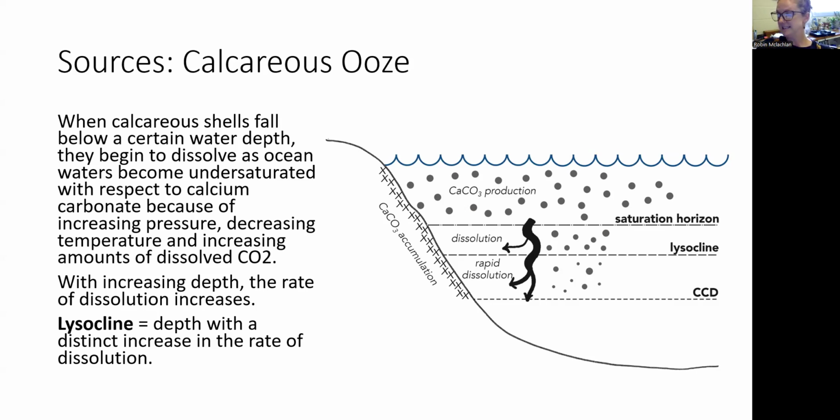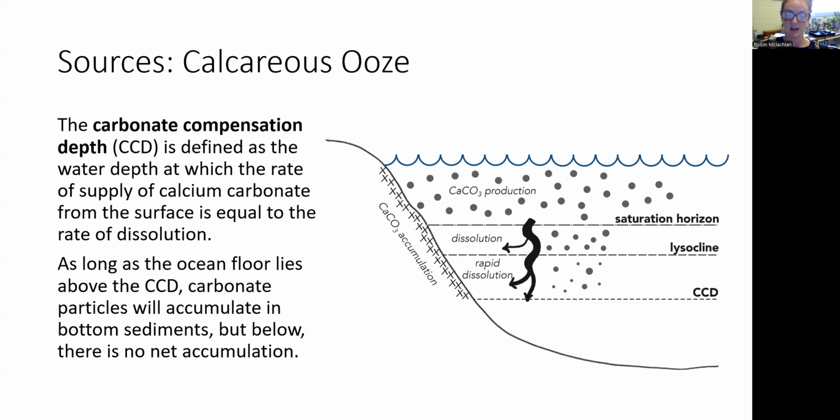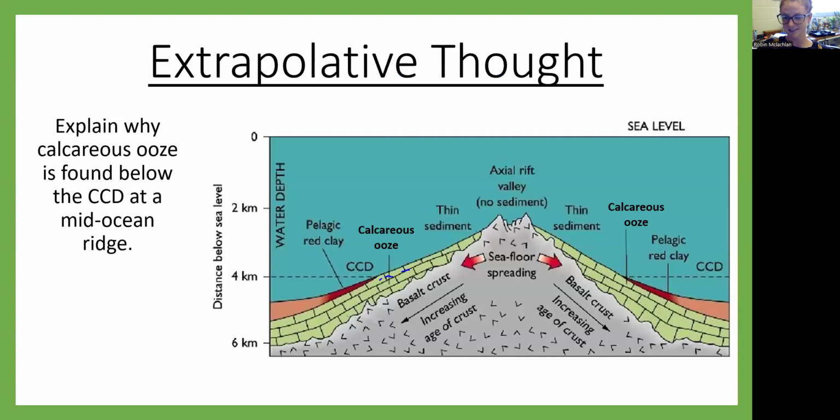What we call the CCD or the carbonate compensation depth, that's where it will dissolve, right? It's not just going to start dissolving. The dissolution is faster than the precipitation at that point. So it's very, very unlikely that you're going to find any carbonate deposited lower than the carbonate compensation depth. However, you can in some instances.